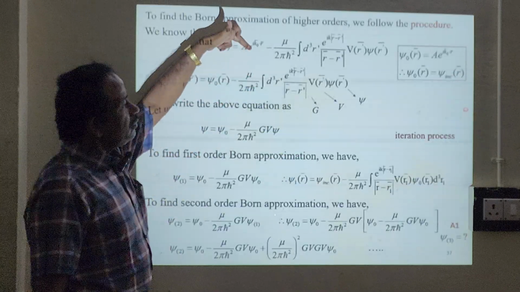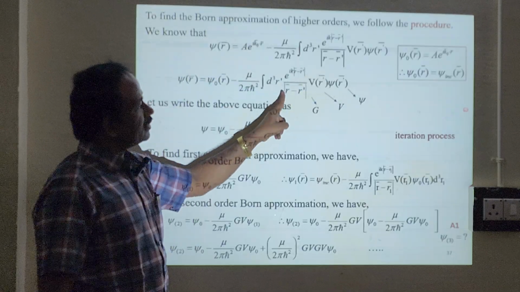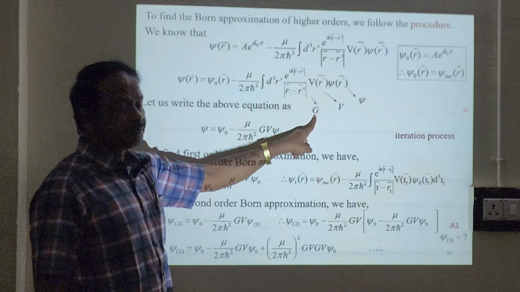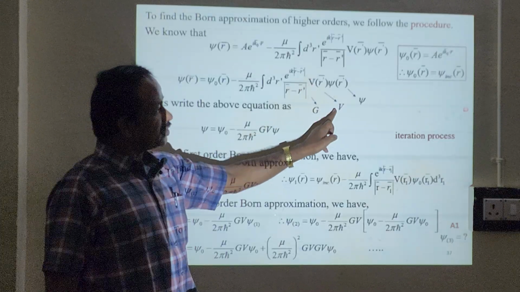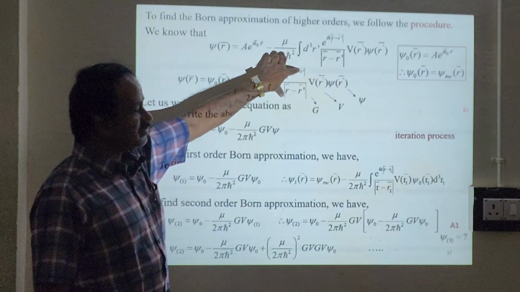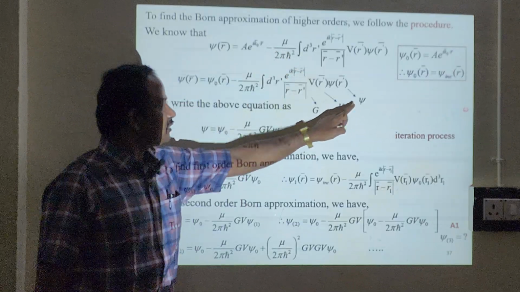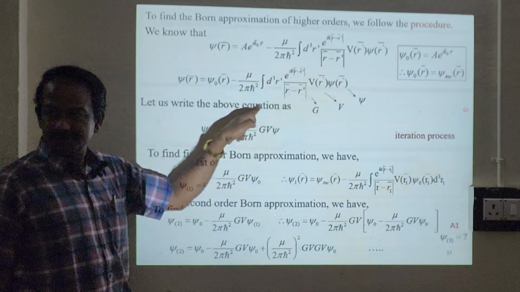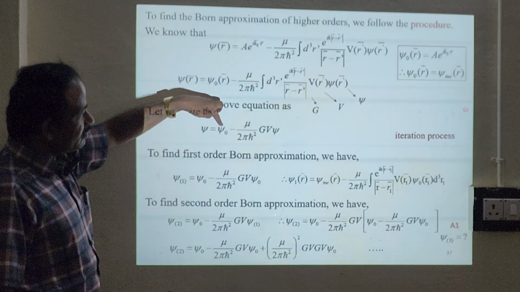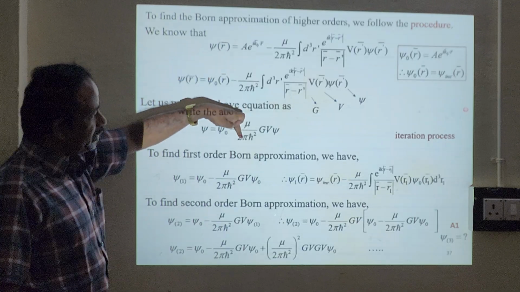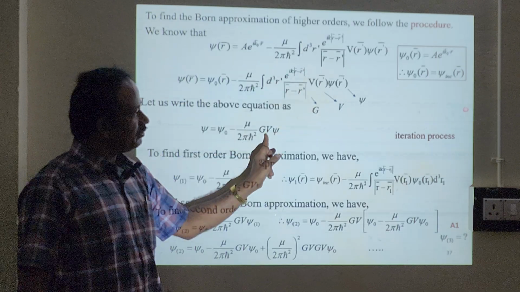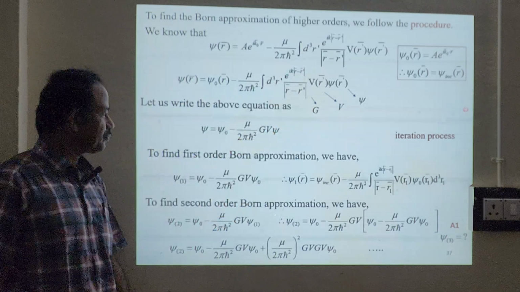Now I am going to consider this term as a Green function, which is G. This is potential energy, so V. This is your psi. So I am going to replace this equation by G, V, psi. So your psi will be like this, your psi naught will be like this, and minus mu divided by 2 pi h bar square. This term is termed as G, this is your V, this is your psi.